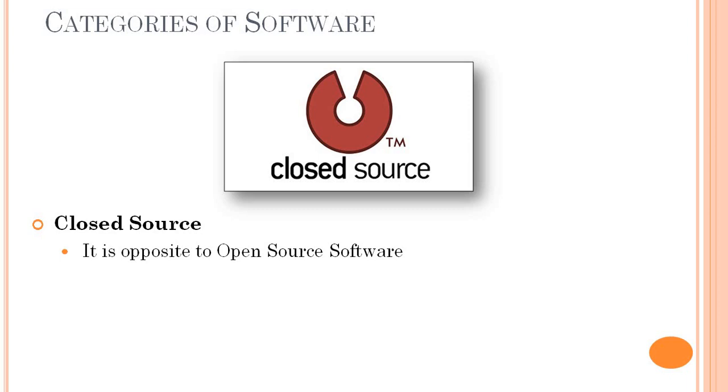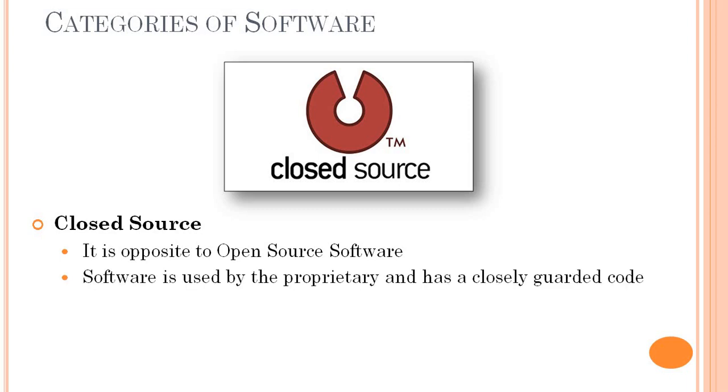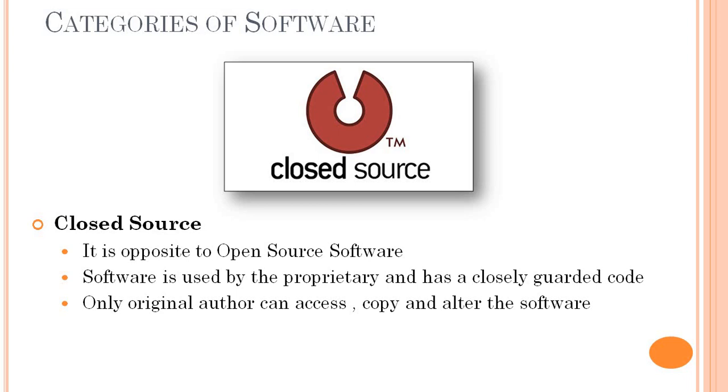So this is the opposite of open source and is closely guarded code. The code is closely guarded. Nobody can make changes in the code. Only the original author can access, copy and alter the software. If there are any particular changes to be done, if there are any bug fixes to be done, then the author of the code can make the changes, nobody else.